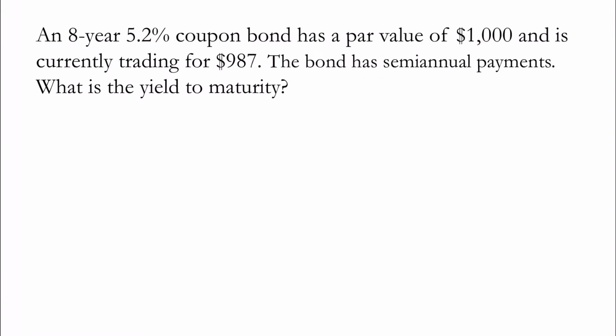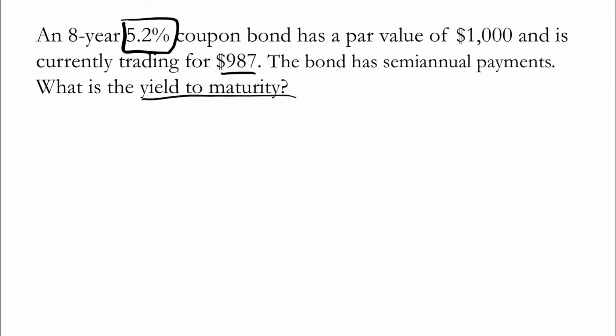So let's do another example just to practice a little bit. Here we have an 8-year 5.2% coupon bond, par value of $1,000, currently trading for $987. So once again, we know that this is a discount bond. And if it's a discount bond, we know that the going rate out in the market must have gone up. So when I calculate this yield to maturity, it must be greater than the 5.2% coupon just because of the fact that the bond is selling at a discount.